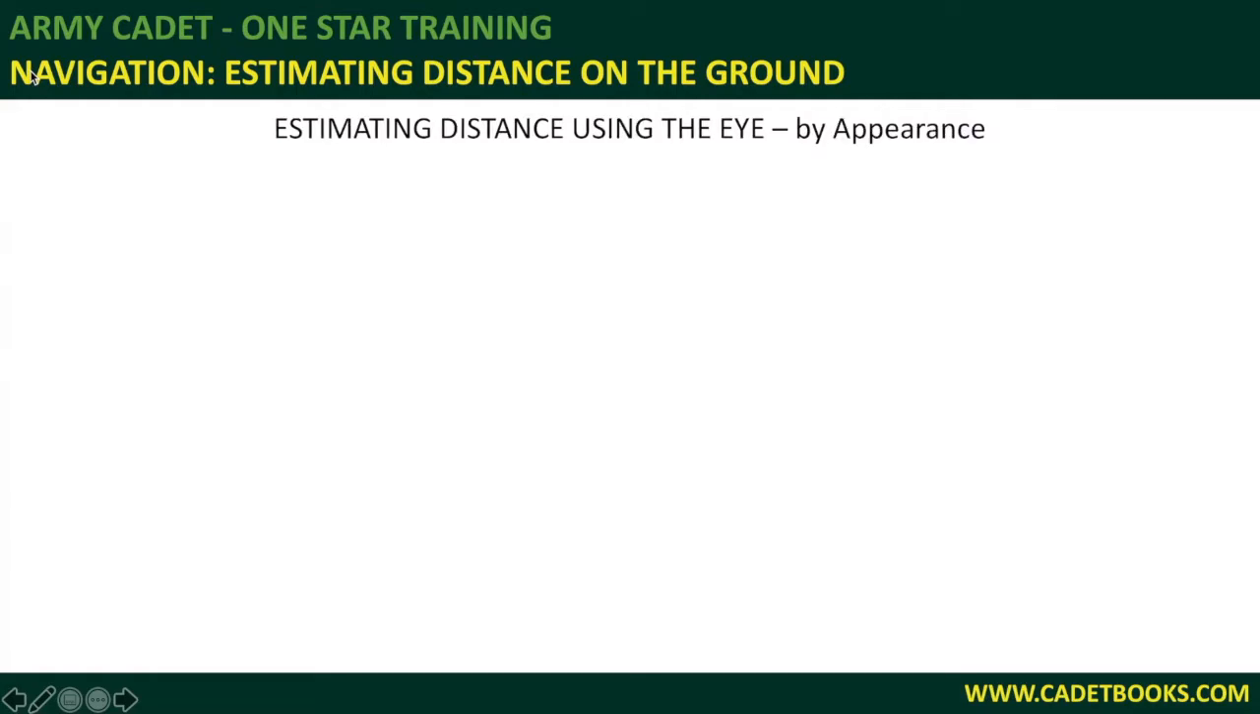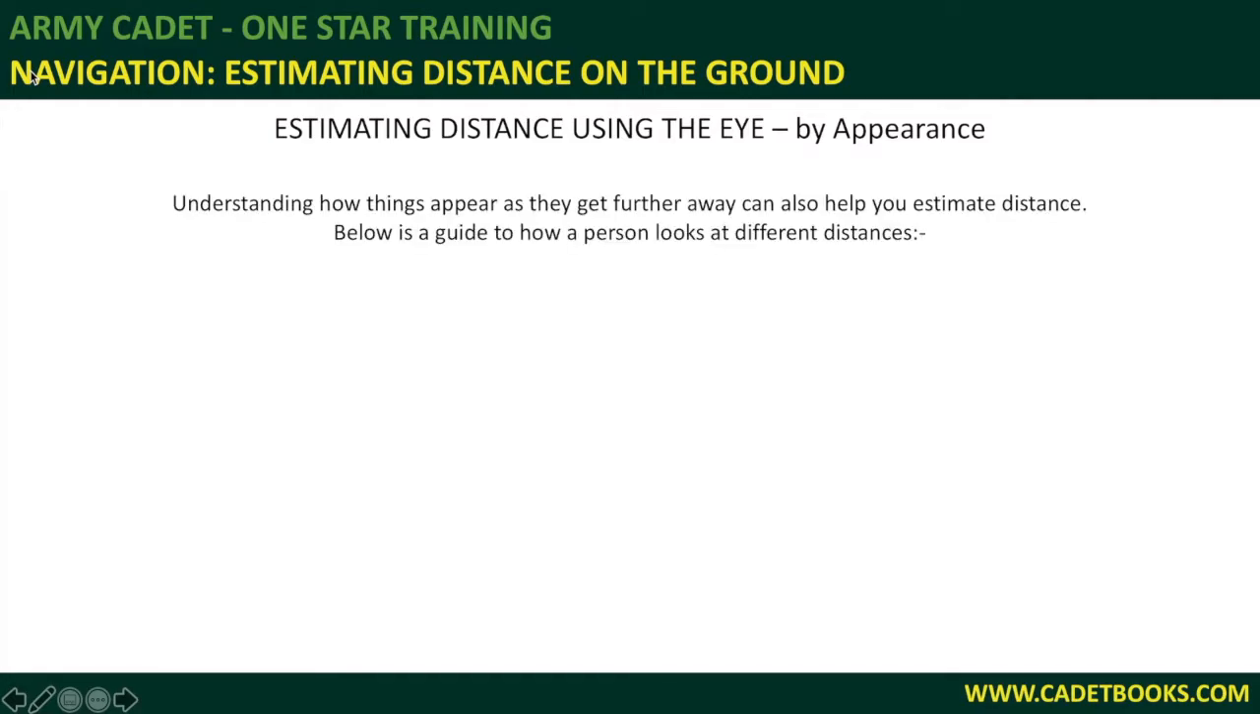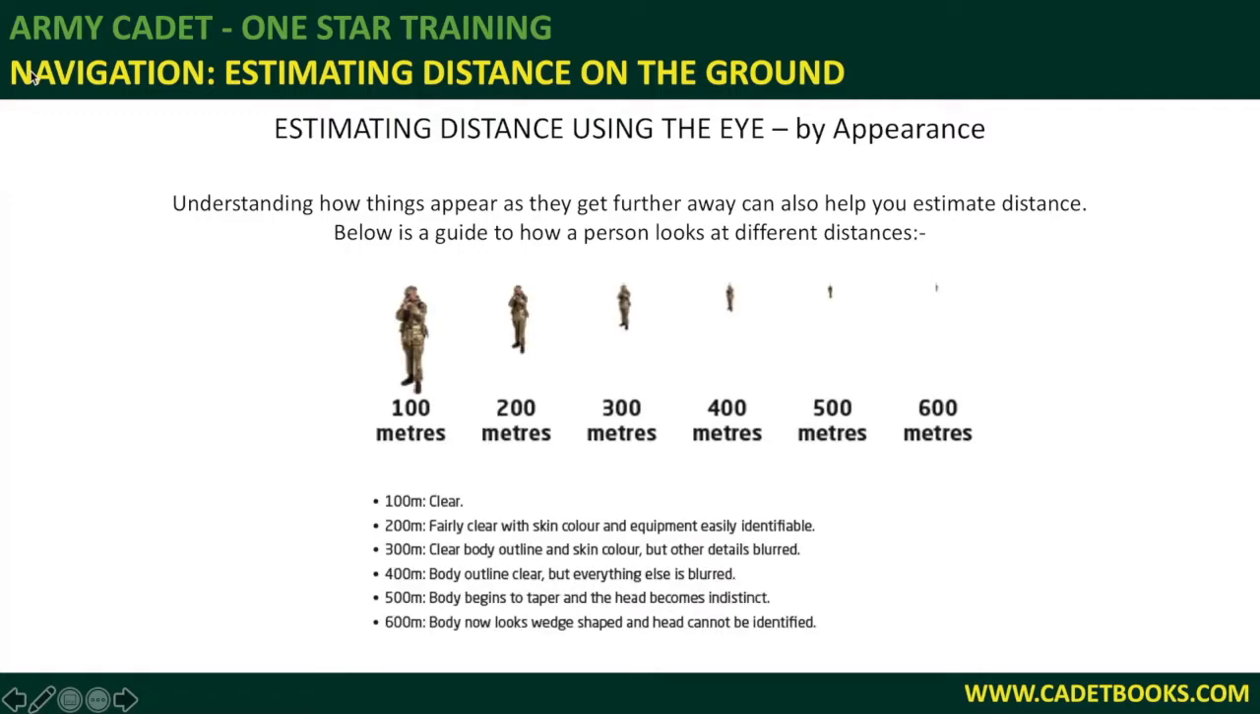Estimating distance using the eye by appearance. Understanding how things appear as they get further away can also help you estimate distance. Below is a guide to how a person looks at different distances. 100 metres is clear, 200 metres fairly clear with skin colour and equipment easily identifiable, 300 metres clear body outline and skin colour but other details blurred, 400 metres body outline clear but everything else is blurred, 500 metres body begins to taper and the head becomes indistinct, 600 metres body now looks wedge-shaped and head cannot be identified.